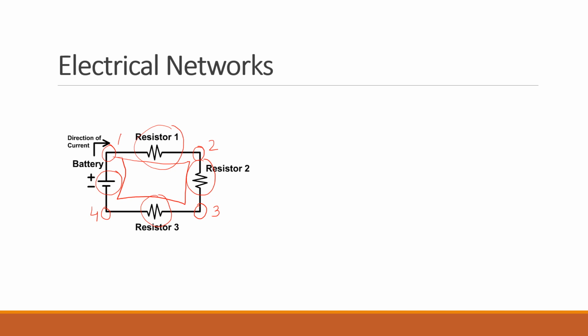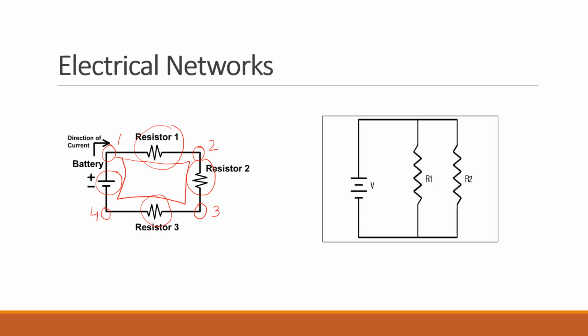Now, look at this circuit. This is a parallel circuit. As you can see, there are 3 elements in this parallel circuit. This is element number 1, this is element number 2 and this is element number 3. Now, how many branches are there? There are 3 branches.